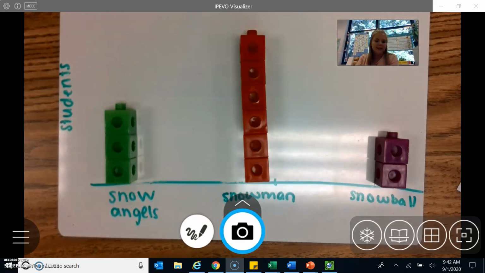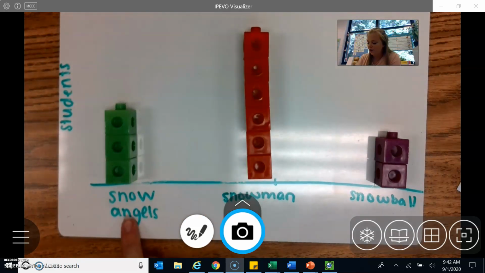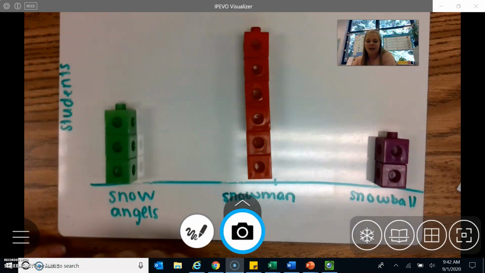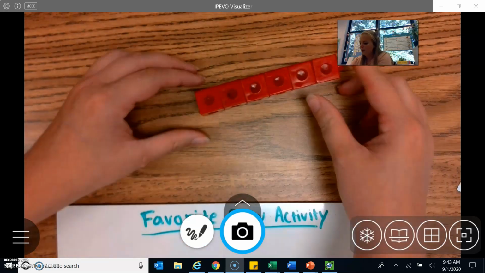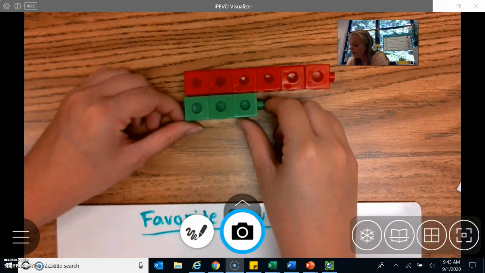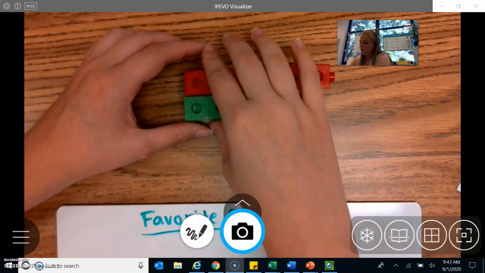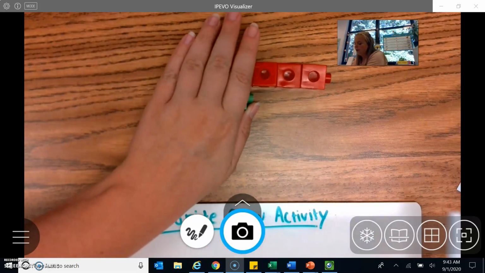My question is, how many more people voted for snowmen than snow angel? How could I do this? That's right, I'm going to line them up. So let's see. So snowman is red, so I'm going to take my snowman, and snow angel was green. Okay, let's see here. I have 1 pair, 2 pairs, 3 pairs. How many do I have left over?